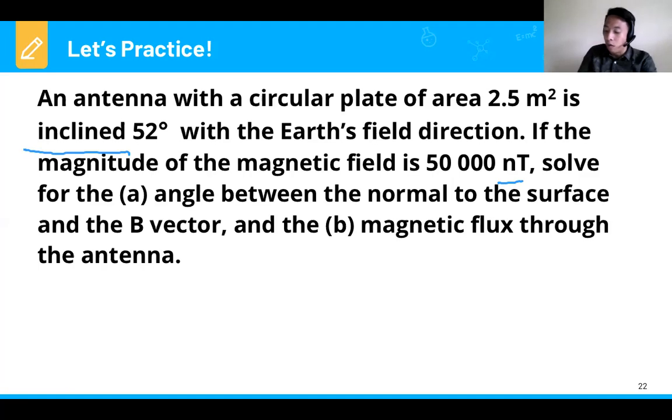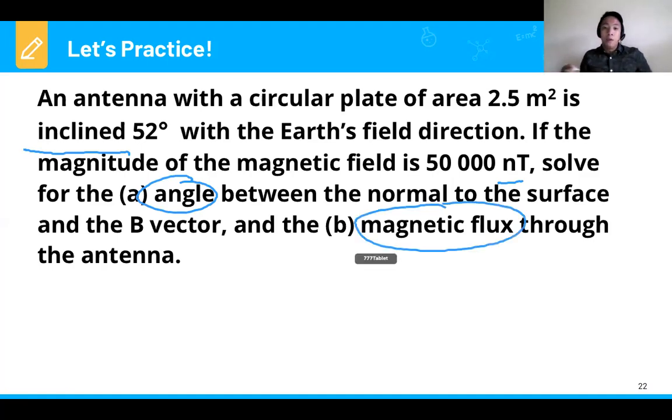So, magkano dalawang kukunin? Yung angle, yung sinasabi kong complementary angle ng 52 degrees or yung inclined 52 degrees, and then yung ating magnetic flux. So first, sabi ko kanina, bago tayo mag-proceed doon sa formula, if we have the word incline, we need to find first the complementary angle of that given 52 degrees inclined angle.